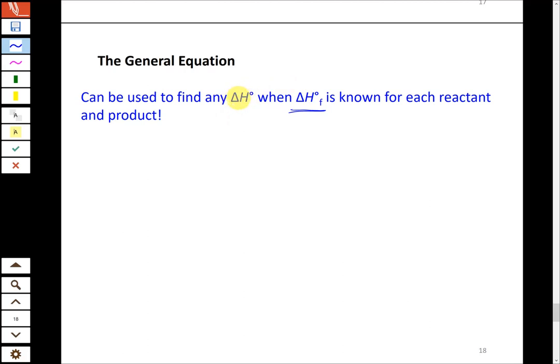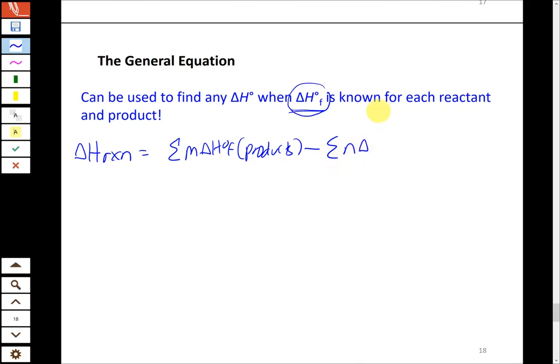If everything that you're given is a formation equation, has a delta H of formation next to it, we don't have to write out all the equations, add them together, do all that nonsense. We can just use a simple mathematical relationship, which is that the delta H for the reaction that we're interested in is the sum, so that's the Greek letter sigma for sum, it's the sum of the delta H's of formation of all of the products minus the sum of the delta H's of formation of all the reactants.